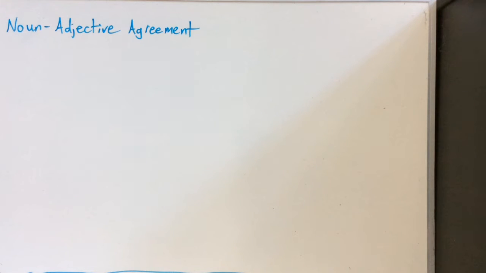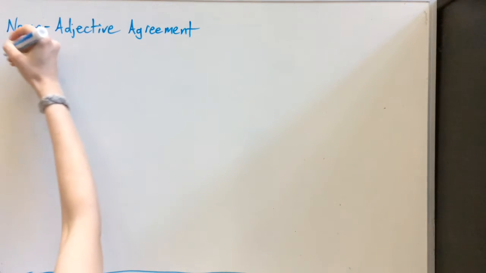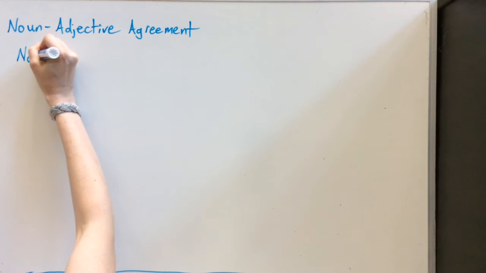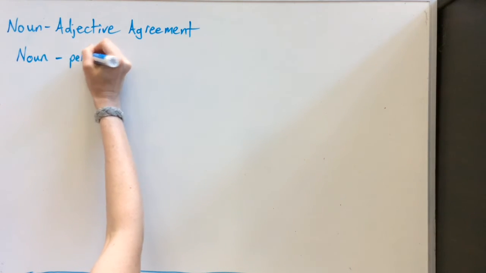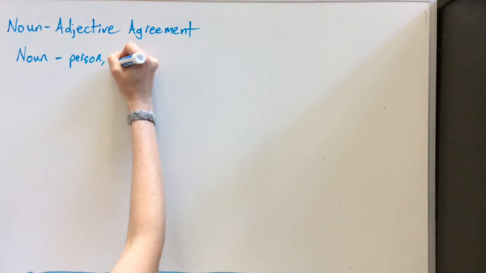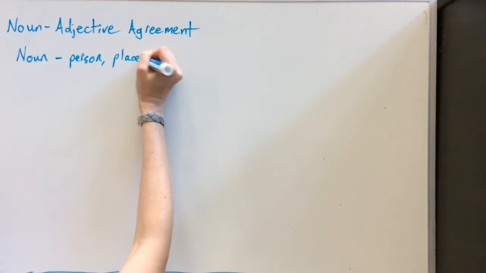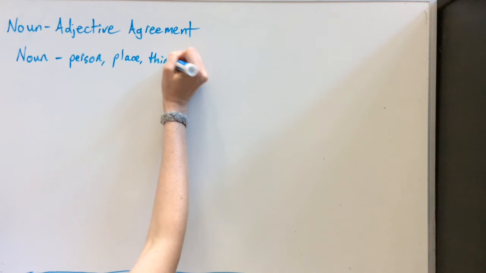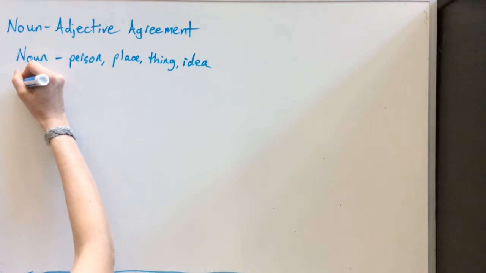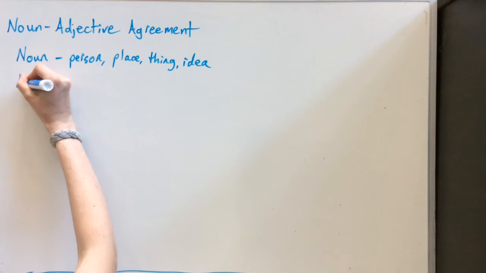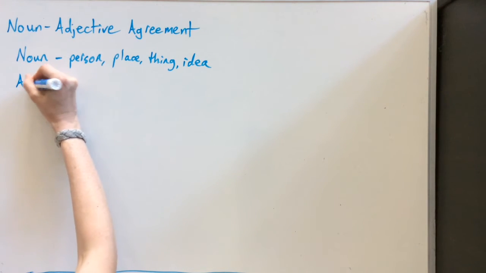Today we're going to be talking about noun-adjective agreement. Now, as we've already discussed, a noun can be a person, place, thing, or idea. And an adjective is a word that modifies a noun or adds description.